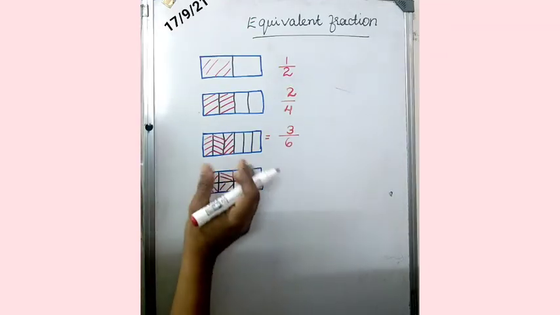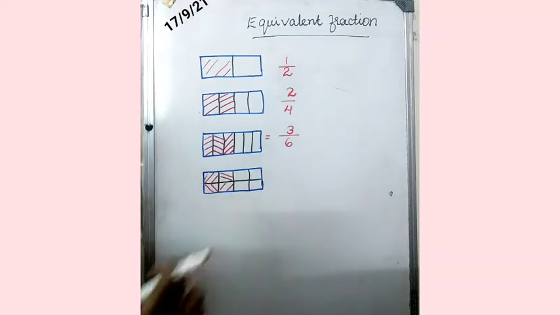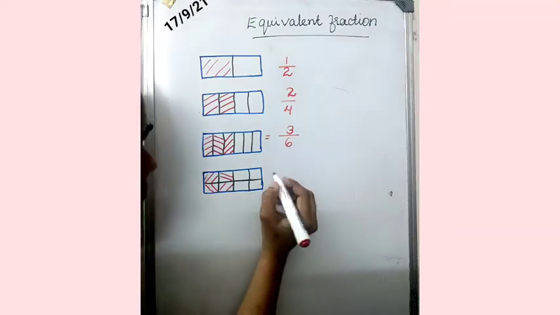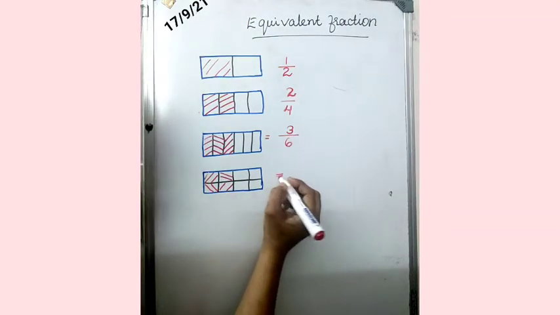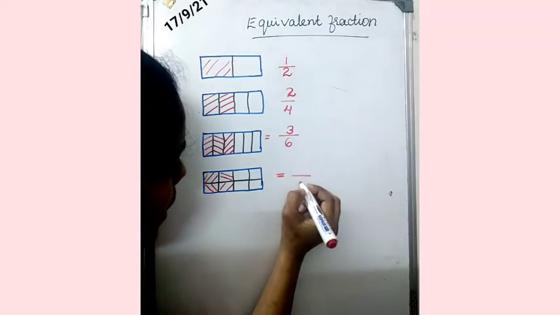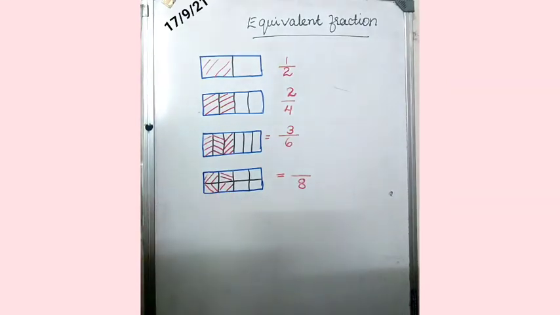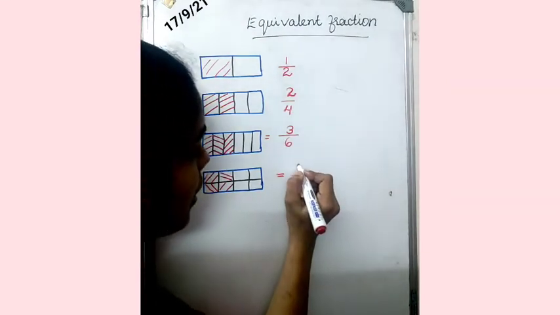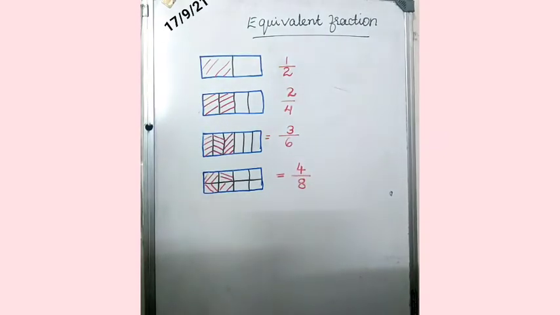Now, what will be the fraction of this shaded portion? Here, what is the fraction of the shaded portion? How will you find out? Total how many parts? Total 8 parts. How many parts shaded? 4 parts shaded.